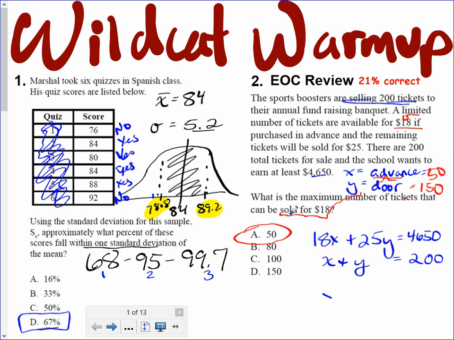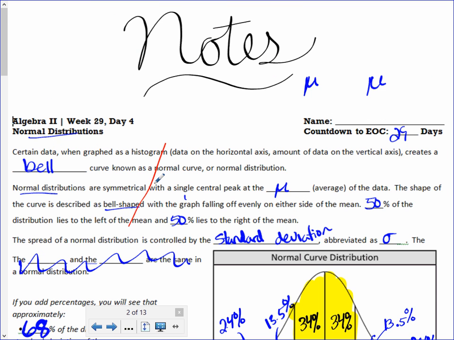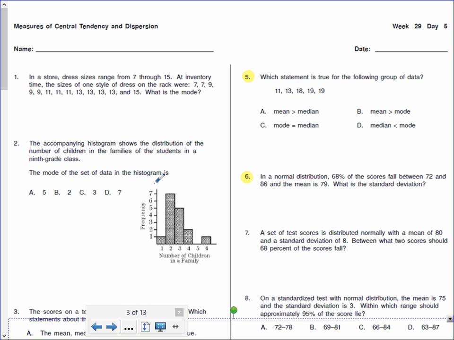Take the warm-up set aside and look at today's notes in 10, 9, 8, 7, 6, 5, 4.